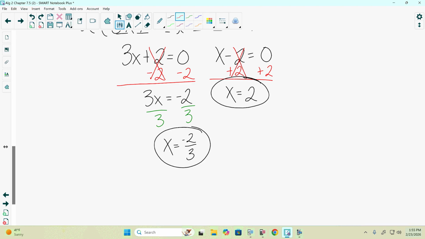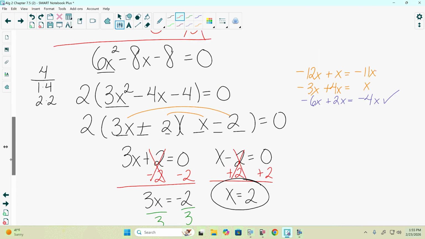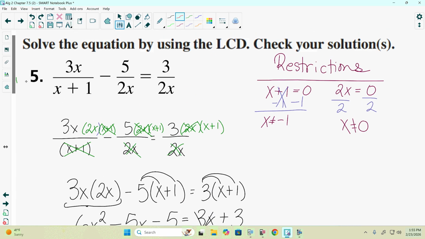Questions on how we found either value of x? Are either of these values of x a restriction? No, so both of these solutions work. And if we wanted to make sure, we could go back, plug them into the original statement, and see, are both sides equal? Are both sides the same value? And it will make both sides of this equation true. Questions on this so far? Are you ready for the next one?